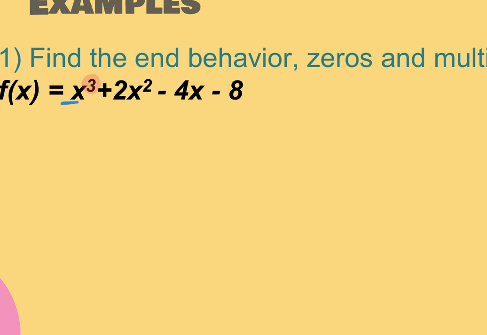Go to the front of that term. Is it positive or negative? Positive. So it's positive and odd, which means falls left, rises right. So already I know my arrows would go that way and that way. If this was multiple choice, you could probably narrow down 3 graphs.